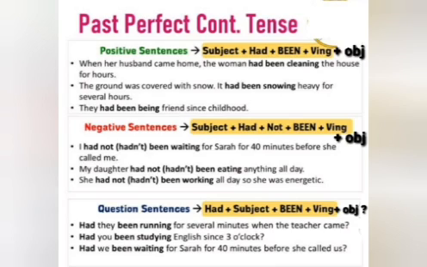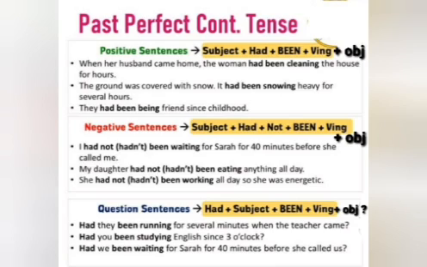Here in the sentence, the past perfect continuous says the action had begun before a certain point. So here the certain point is the arrival of the husband at home. That is the specific point, that is the specific time. The task of cleaning the house had already begun before this particular point of time, and it is still in process, which has taken hours. Take another example. The ground was covered with snow. It had been snowing heavily for several hours.